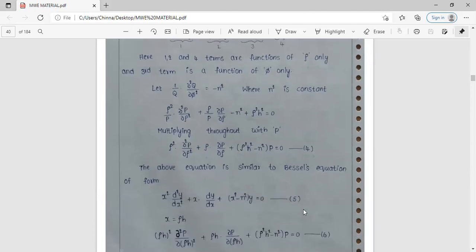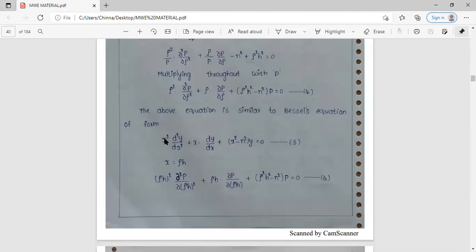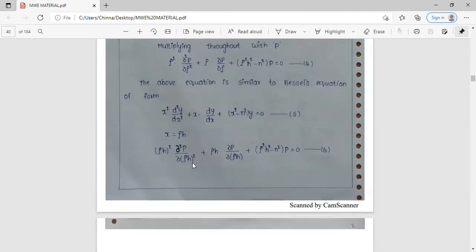The above expression is similar to Bessel's function form. From our student Bessel's function form, there is another rho square term plus a constant term. So we have our formula representation. Look here: x square into d square y by dx square plus x into dy by dx plus x square minus n square into y is equal to 0. So the above is the representation according to Bessel's equation. Here, if we take x as rho h, then we can obtain this expression whenever x is replaced by rho h. So equation 6 will be obtained.